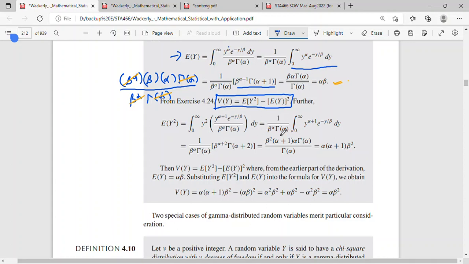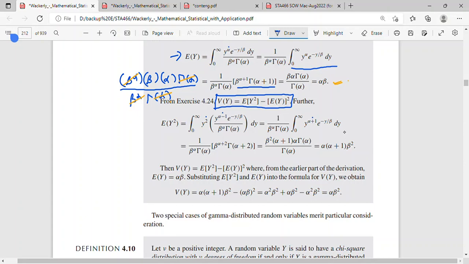Take out the constant, here take out the constant. So here what remains is y alpha plus 1 here, because here we have y square, y square multiply with y power of alpha minus 1. So the index, we can add the index. Because of that, here it will become alpha plus 1 here.